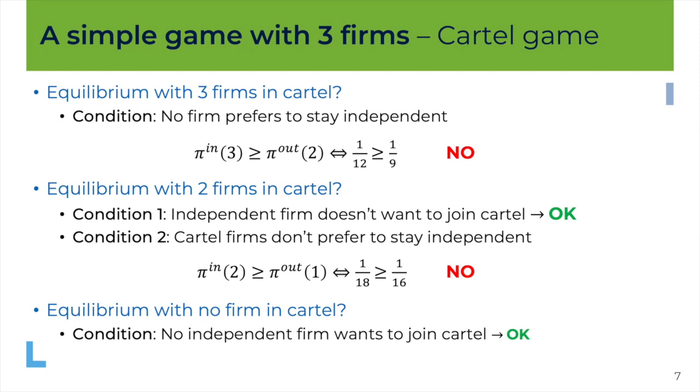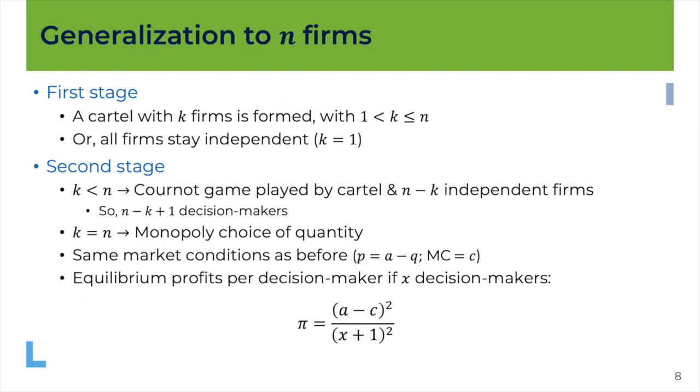The cartel doesn't form. We want to see whether this is particular to the case of three firms or whether this can be generalized to any number of firms. So this is what we do now. It's exactly the same game. We just need a little bit more formalization. Let's call K the number of firms that are in the cartel. K can be anything from 1 up to n, being the total number of firms in the industry. If K is equal to 1, this is the same as saying that all firms stay independent.